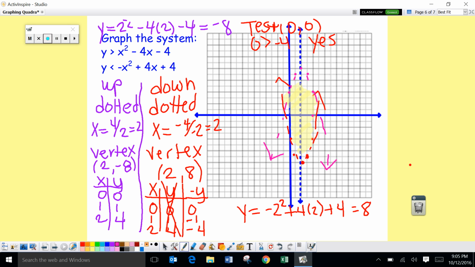And we're going to test the point 0, 0. Is 0 less than 4? And that is true, yes. So that is going to be on the inside of that parabola, which is opening down. So I'm going to shade on the inside, and so you can see that when we're shading on the inside of both parabolas, it makes kind of this oval section in the center, which is the solution to our system of inequalities.